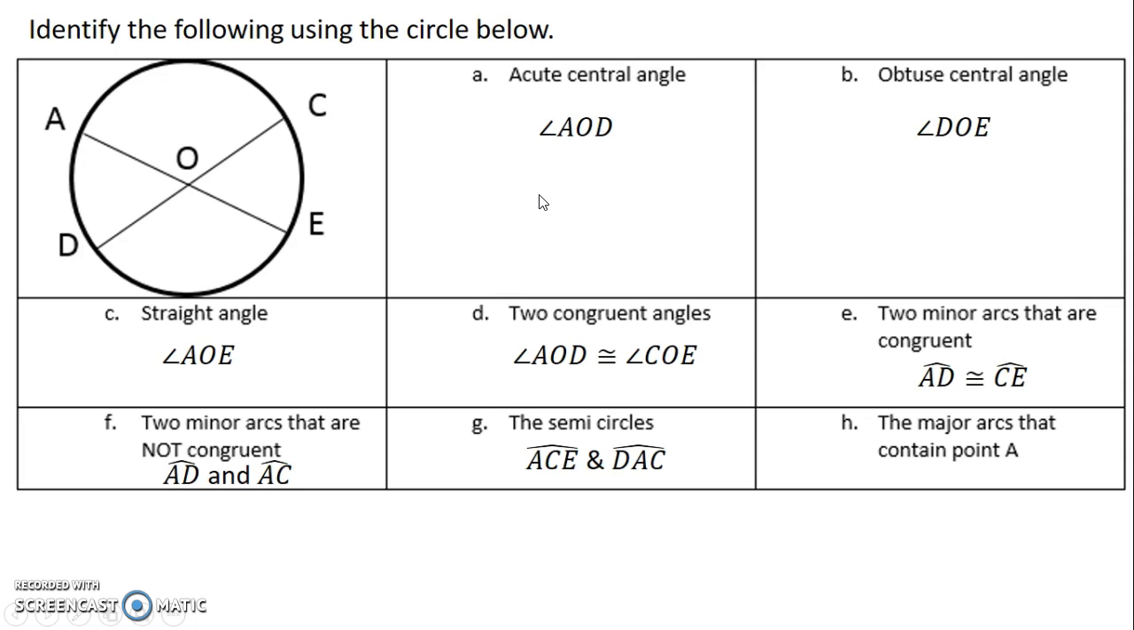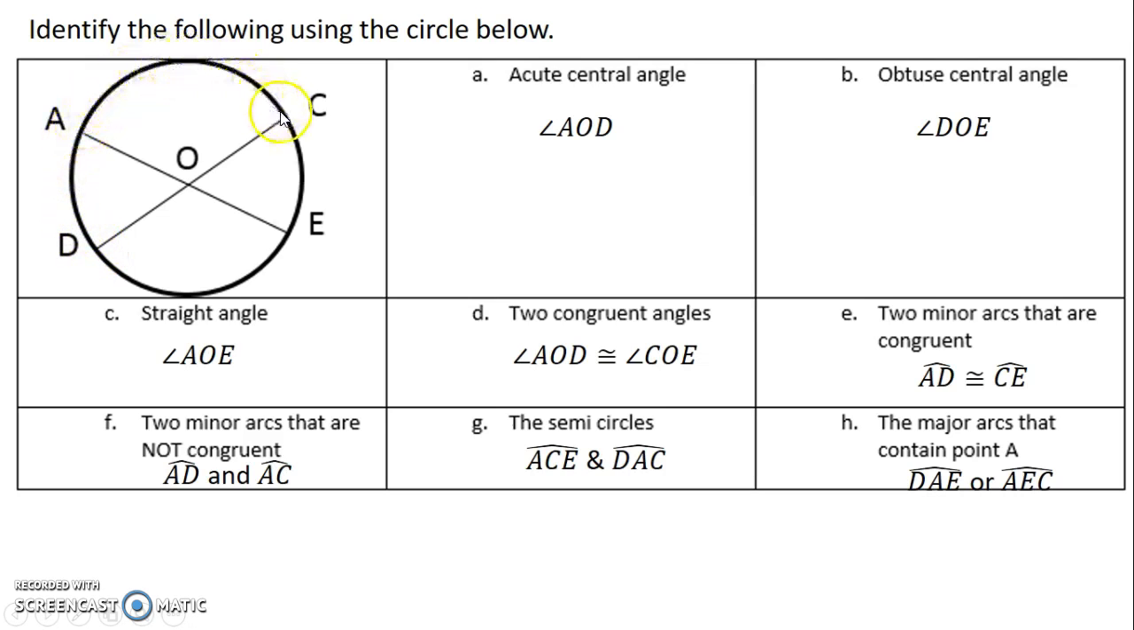Then it asks to name major arcs that contain the point A. Major arcs have to use 3 letters. They have to be larger than a semicircle. There are more than 2 in this picture. I just only named 2. So I used the one that started at D, hit point A, and then kept going.